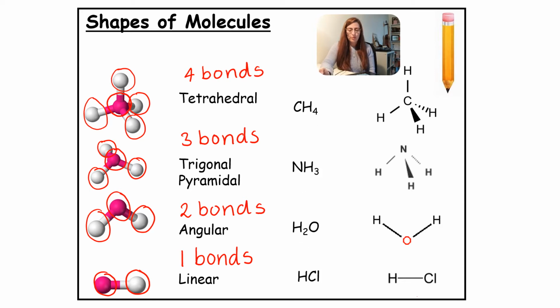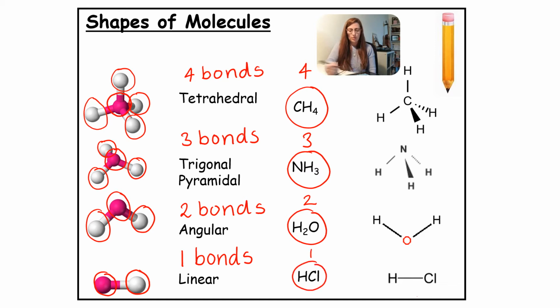And we've got the chemical formula for those as well, so you can recognise how many bonds they have in the molecule. If we've got one central atom and 4 other atoms in the molecule, like methane, we know that makes 4 bonds. We've got a central atom and 3 other atoms, that makes 3 bonds. Our central atom oxygen and 2 other atoms, that is 2 bonds. And our central atom chlorine and our other atom is hydrogen, that makes 1 bond.